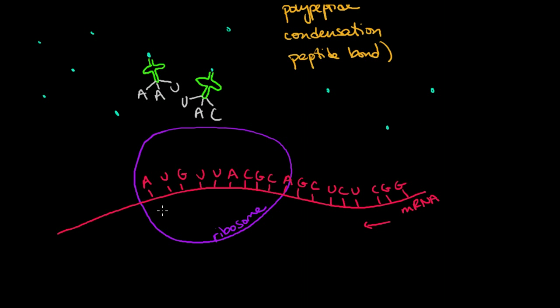nucleotides. This is what we call a triplet code. Notice there's 1, 2, 3. This AUG is the first triplet, then we count the next 3, we count the next 3, we count the next 3, and so on. And we keep reading the mRNA sequence down.